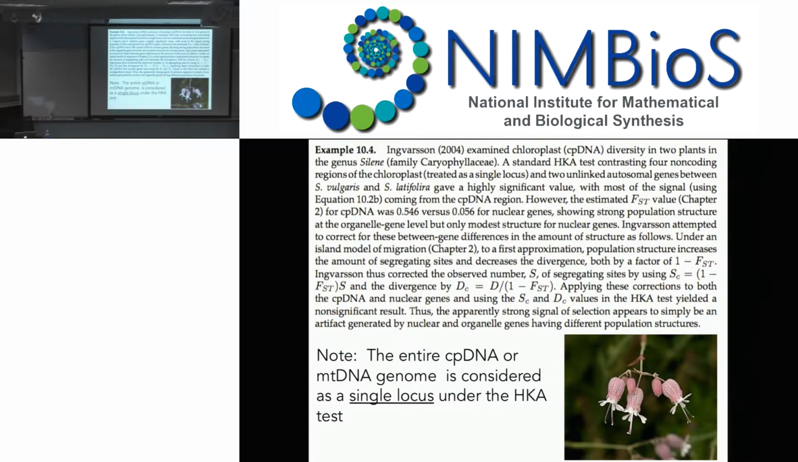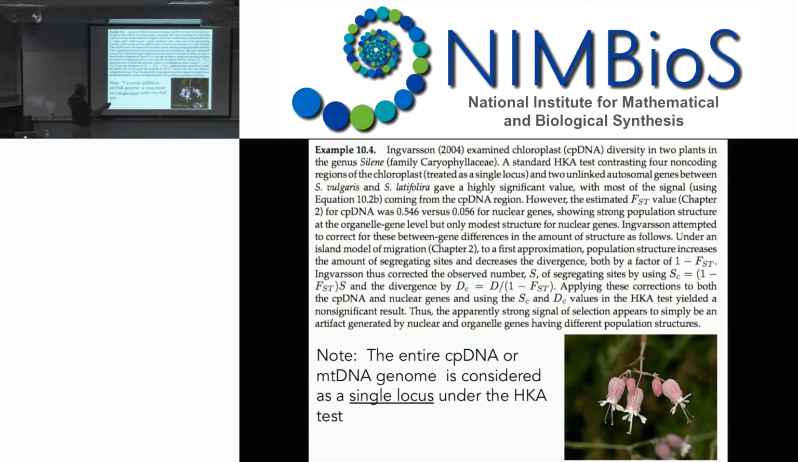And what they did was they looked at 4 non-coding regions of the chloroplast. Those aren't 4 sites. That's a single locus, because they don't recombine. Same for mitochondria. And likewise, same for multiple genes on chromosomes with very little to no recombination, let's say the Y or a dot chromosome.